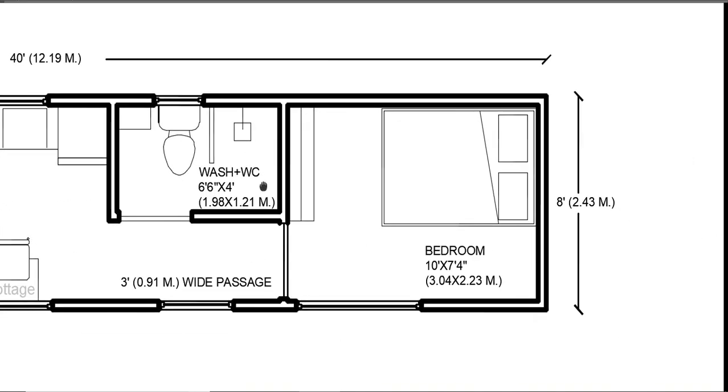So we have a bedroom here. The size of the bedroom is 10 feet into 7 feet 4 inches in meter 3.04 into 2.23 meter. You can see here the bed arrangement and also a wardrobe on the front wall, and we have a large size window for ventilation of this bedroom. So this is the floor plan of the house you are watching on the screen.